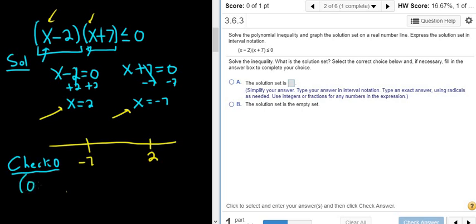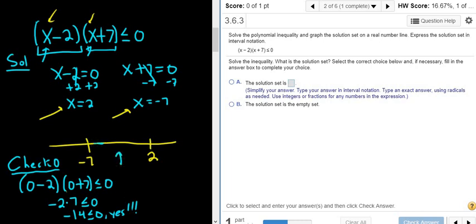So we have (0 minus 2)(0 plus 7) less than or equal to 0. That gives us negative 2 times 7, less than or equal to 0. So negative 14, less than or equal to 0. Yes, that is totally true, right? So because it's true and because 0 came from here, we shade here. So this is where we shade.